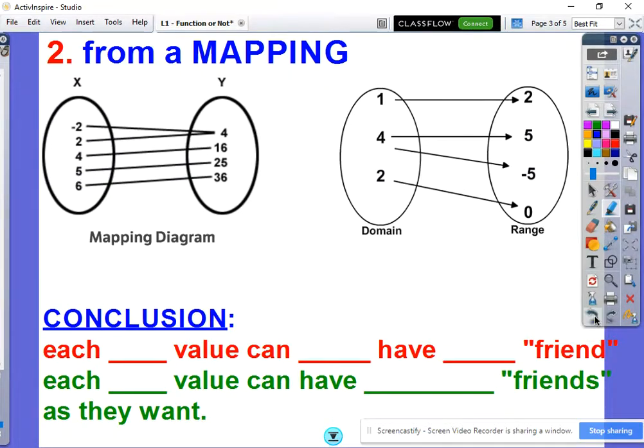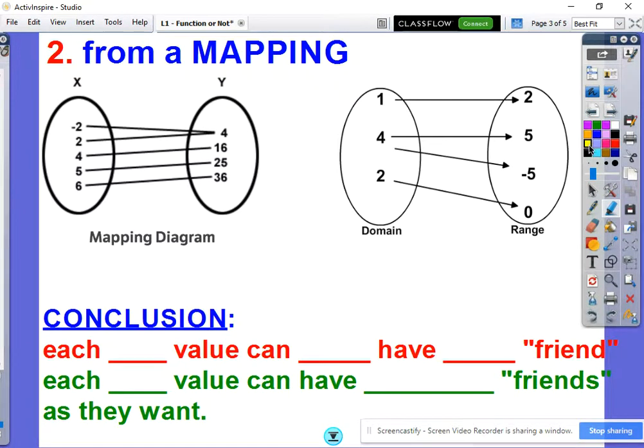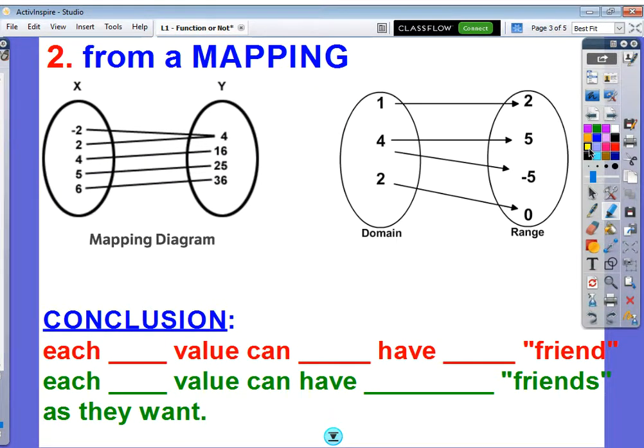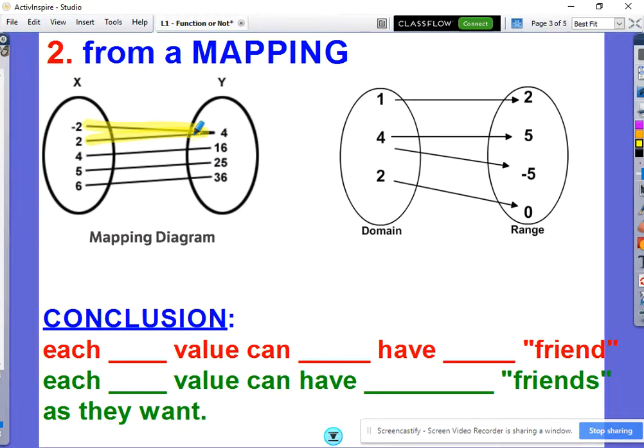So the question is, which of these mappings is allowed and which of these mappings is not allowed? What you want to think about is this. When you're looking at your mappings, it is totally fine for this to happen right here. You can see that both -2 and 2 went to 4. Remember, the y values are allowed to repeat themselves. So that's not a problem at all.